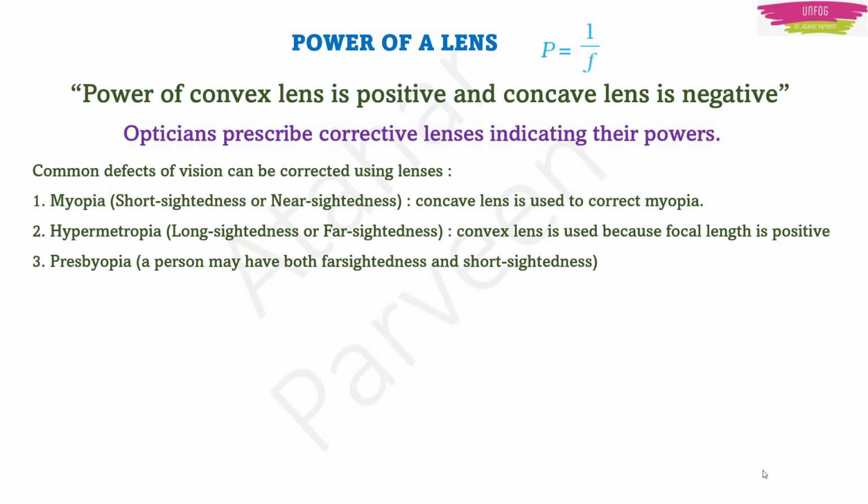Now, another common defect is presbyopia. Here, a person may have both far-sightedness and short-sightedness.